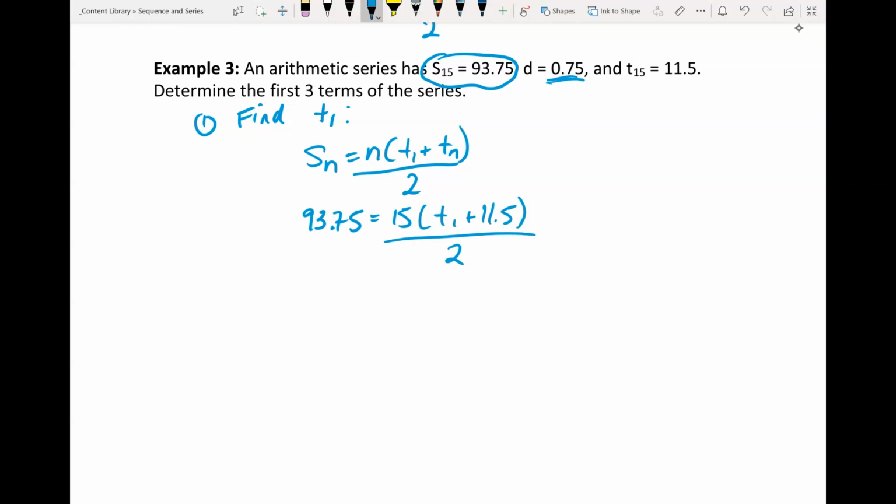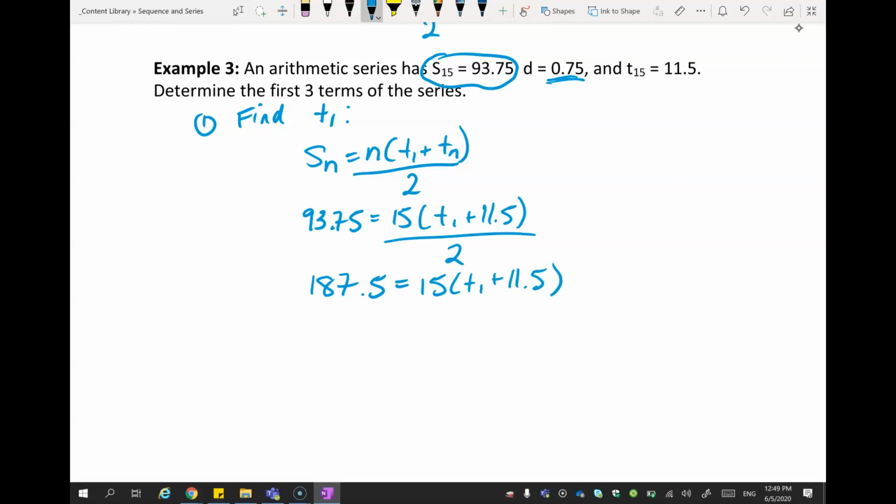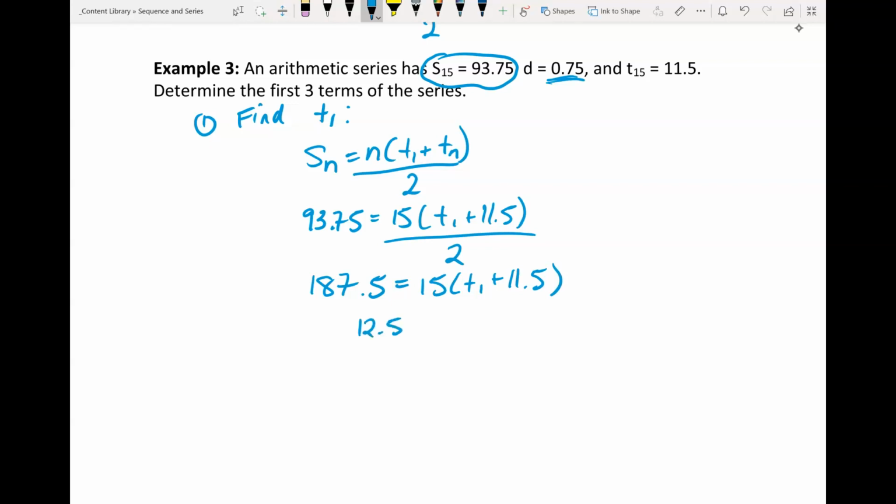So the first thing I'm going to do is just multiply both sides by 2, so I can get rid of that 2 in the denominator. So that's 187.5 on our left side. Then next thing I'm going to do is divide both sides by 15, so I can further isolate our T1. I'm going to get 12.5 if I divide both sides by 15. And then lastly, I'm going to subtract 11.5 from both sides. And then I'm just going to be left with 1 for T1.